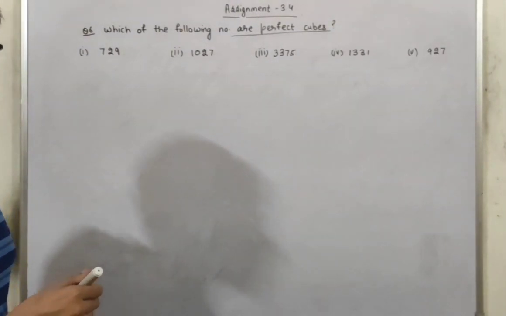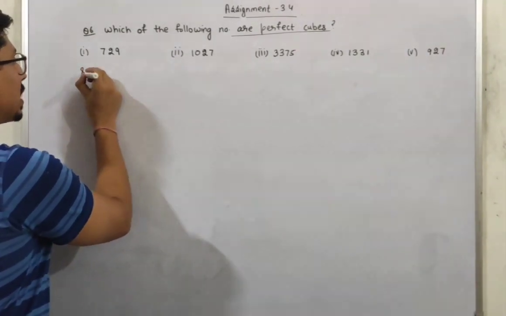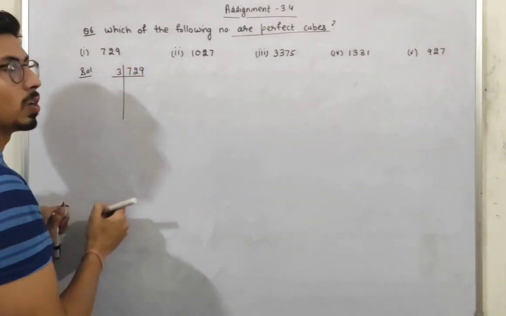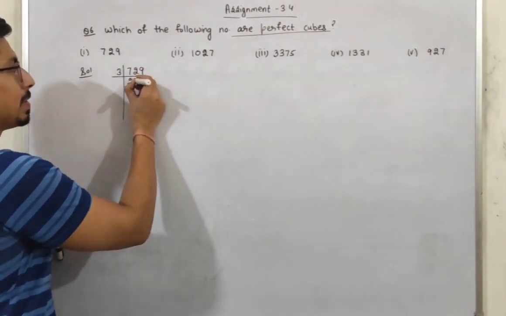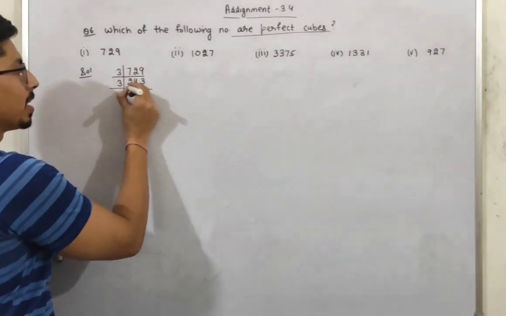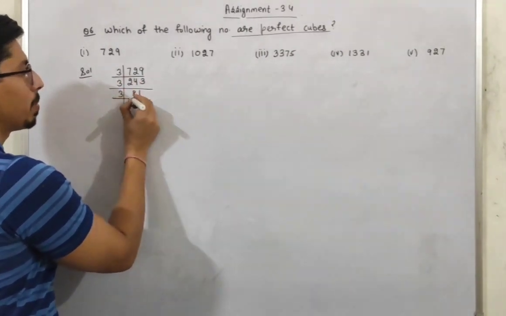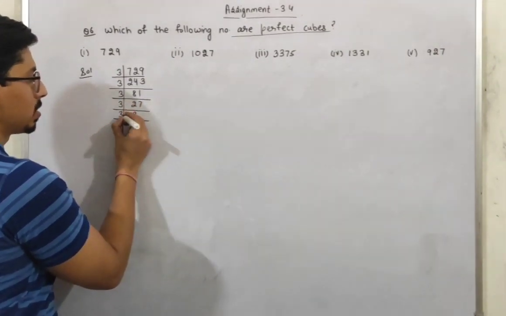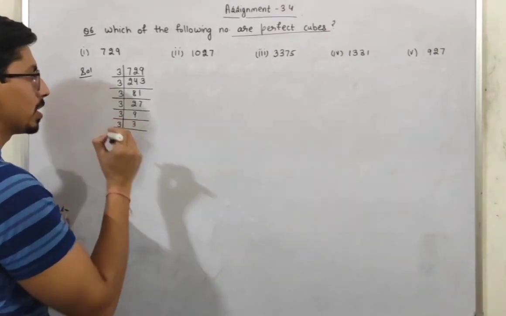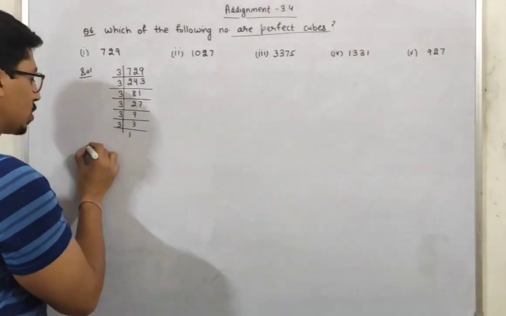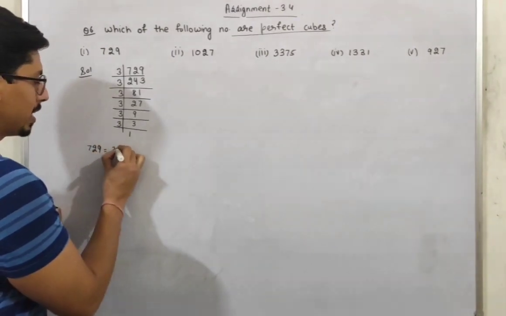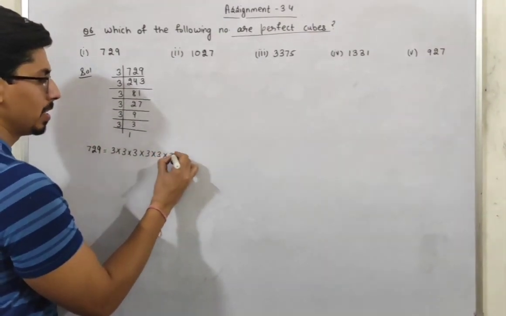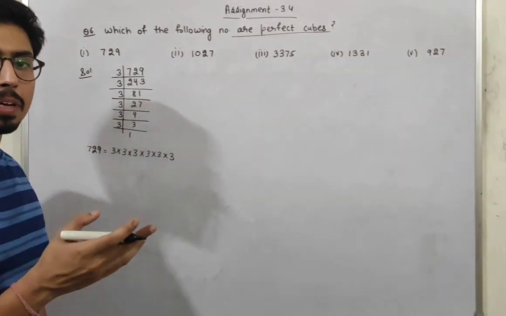So the first part is 729, students. If I take 729, it is divisible by 3, students. Okay, so 3 2s are 6, 3 4s are 12, 3 3s are 9. Again by 3, it will be 81. Again by 3, it will be 27. Again by 3, 9, and 3 3s are 9, then 3 and 1. Okay, students. So 729 can be written as 3 multiplied by 3, 6 times.